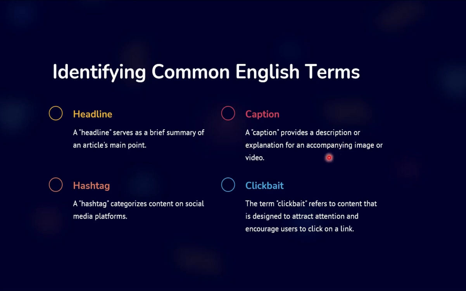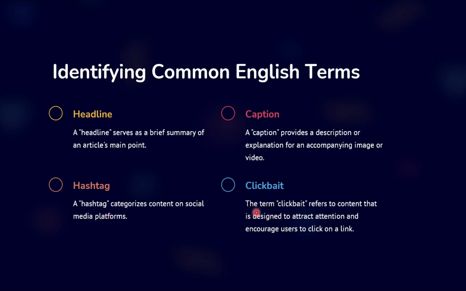Caption. A caption provides a description or explanation of an accompanying image or video. Okay, a caption is like explaining what is going on in this video. Especially if it is in another language, or an image, it gives me a small description of this image and what the image wants to say. That is a caption. A hashtag is a kind of category, okay, that is commonly used on social media platforms, and this category is very well known to people.